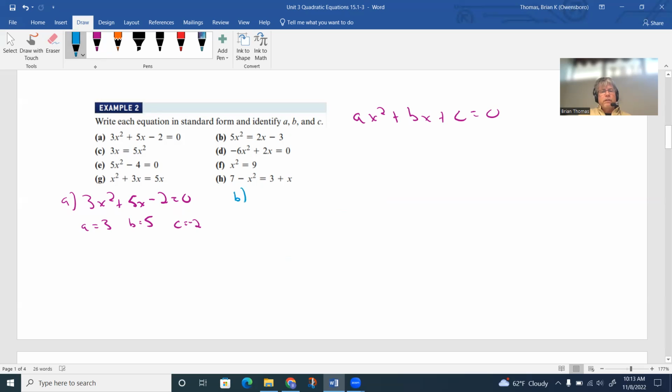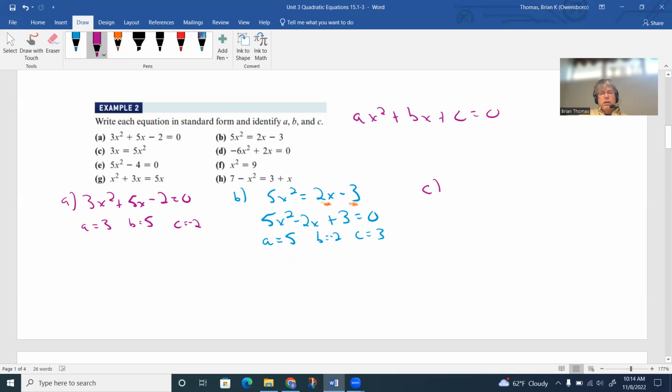So if I look at b, we have 5x squared equals 2x minus 3. Notice how it's not in standard form. The 2x and the -3 are not on the same side of the equation as the quadratic term. So what we do is we move them over to the same side, which means they have to change sign. So that's 5x squared, this 2x turns into a minus 2x, and this -3 turns into a positive 3, and that's now equal to 0. So now I'm going to identify the coefficients. A is 5, B is -2, and the constant is going to be the 3. So the C is going to be the 3.